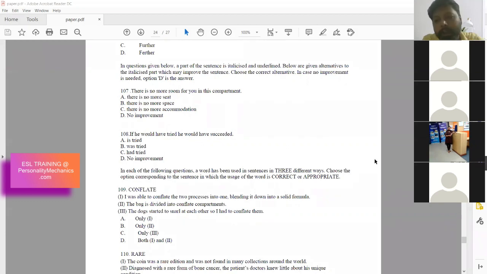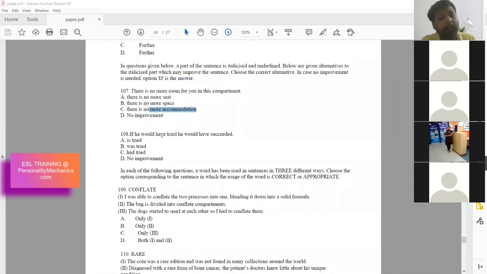What do you think? When it comes to this particular phrase, no more room, this ideally means that you do not have more seat, you do not have more space, you cannot accommodate someone. All of that is the same idea. So even if I'm writing my answer with this, that is, there is no improvement required, the answer is still going to be correct. So this is a good answer.